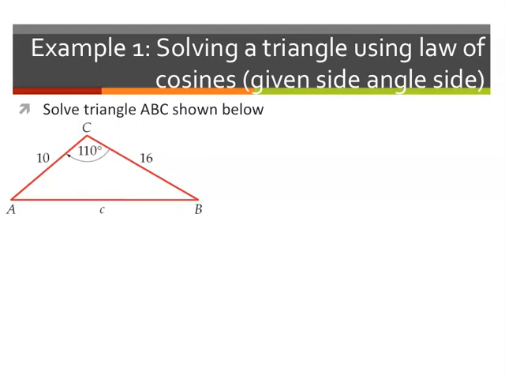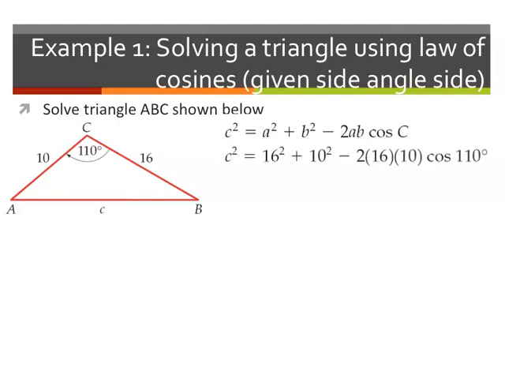If we're trying to find side C, we'll use C squared equals A squared plus B squared minus 2AB cosine of C. And we'll fill in everything we know. We know A is 16, B is 10, angle C is 110 degrees. Then go ahead and simplify everything on the right-hand side as much as you can. Be sure that you take 16 squared plus 10 squared. So that's 256 plus 100, that's 356. And then you have 2 times 16 times 10, which is 320 times cosine of 110.